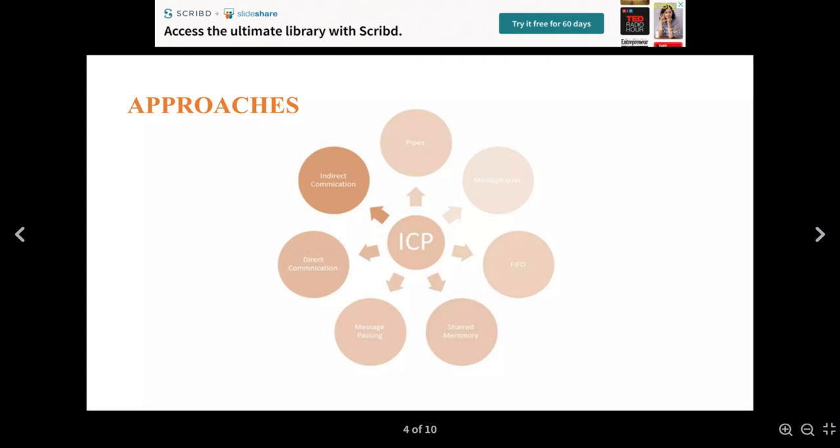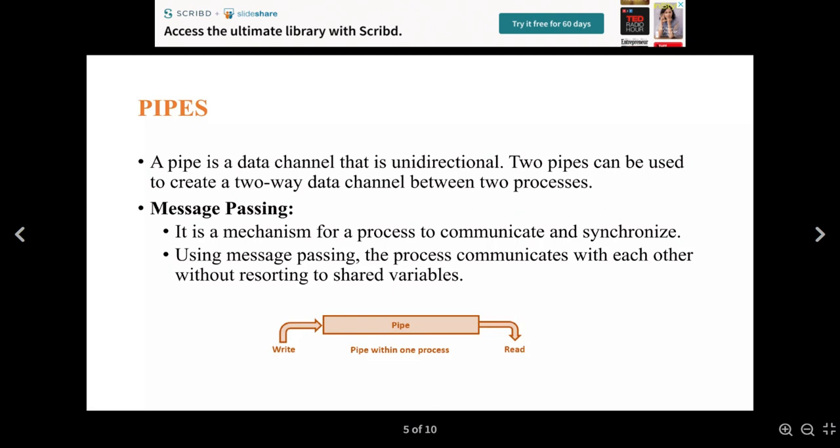What are the different approaches that are available for these processes to communicate with each other? I think there are mainly two types of communication approaches. The first one we will be discussing is called pipes. As we all know, what are pipes?